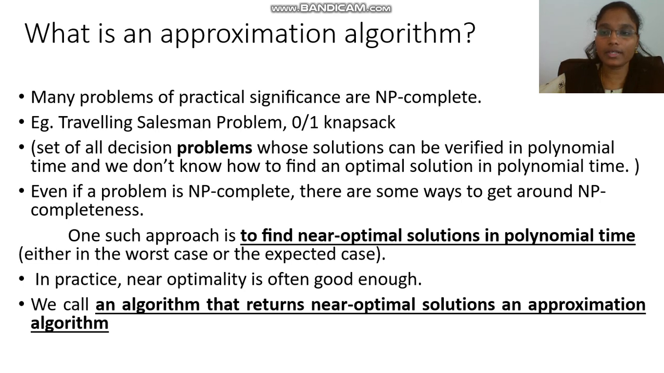Though we are not able to find the optimal solution, we can find near optimal solutions in polynomial time. So near optimality is a good approach for finding solutions. An algorithm that returns near optimal solutions is called an approximation algorithm.